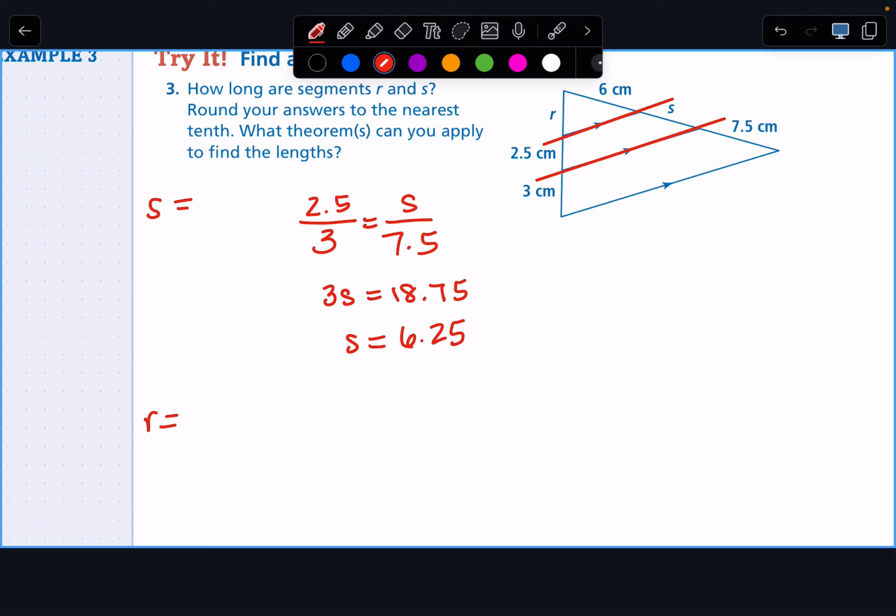Yes. How do you find that out? Okay, so this is what we're gonna do. 6 over 6. Yeah, so now do 2.5 over 3 equals S over 7.5. That's 15. Look at my work and see if my proportion matches yours.